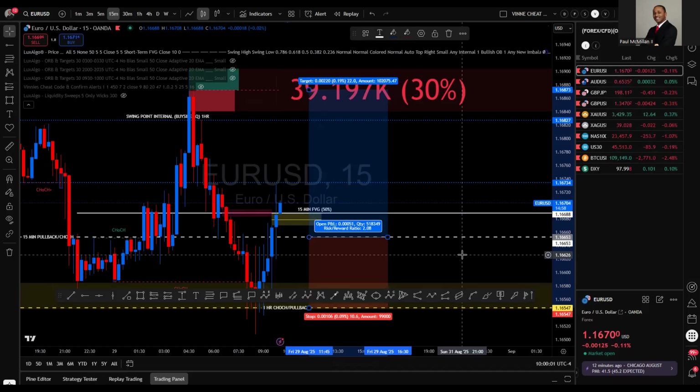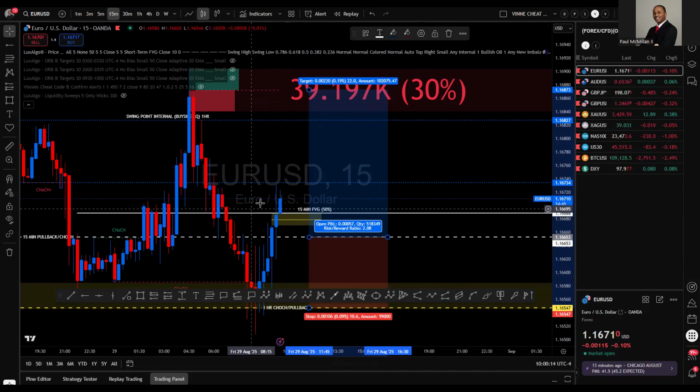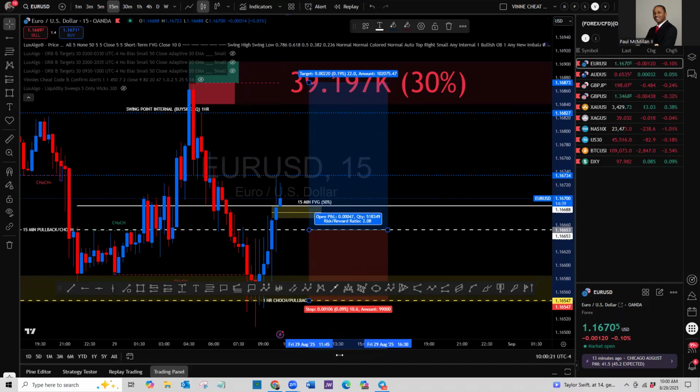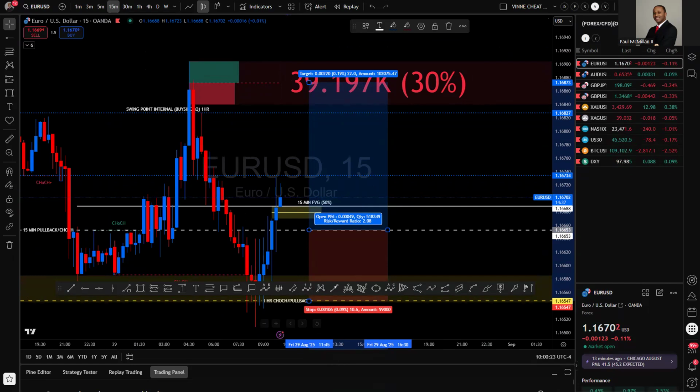We closed above six strengths, so I'm going to go ahead and get in. We'll execute the trade. It looks like price invalidated this fair value gap. I executed my trade on that and locked it in. So we'll see how this trade goes.